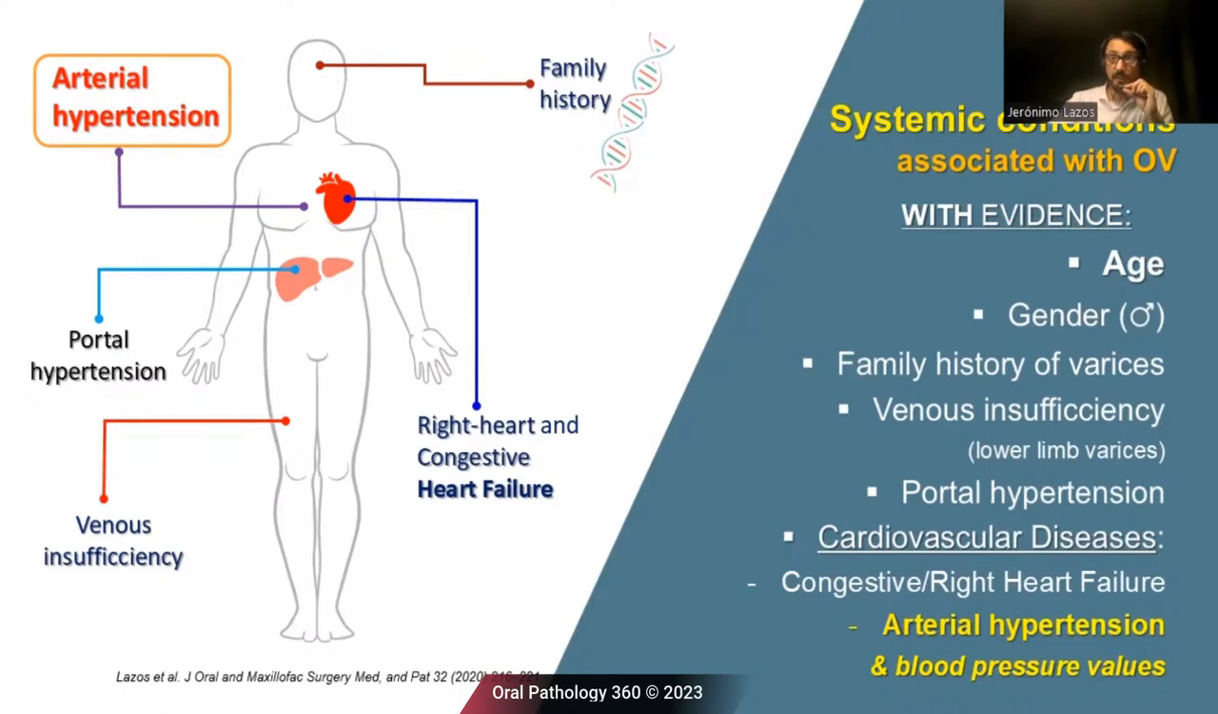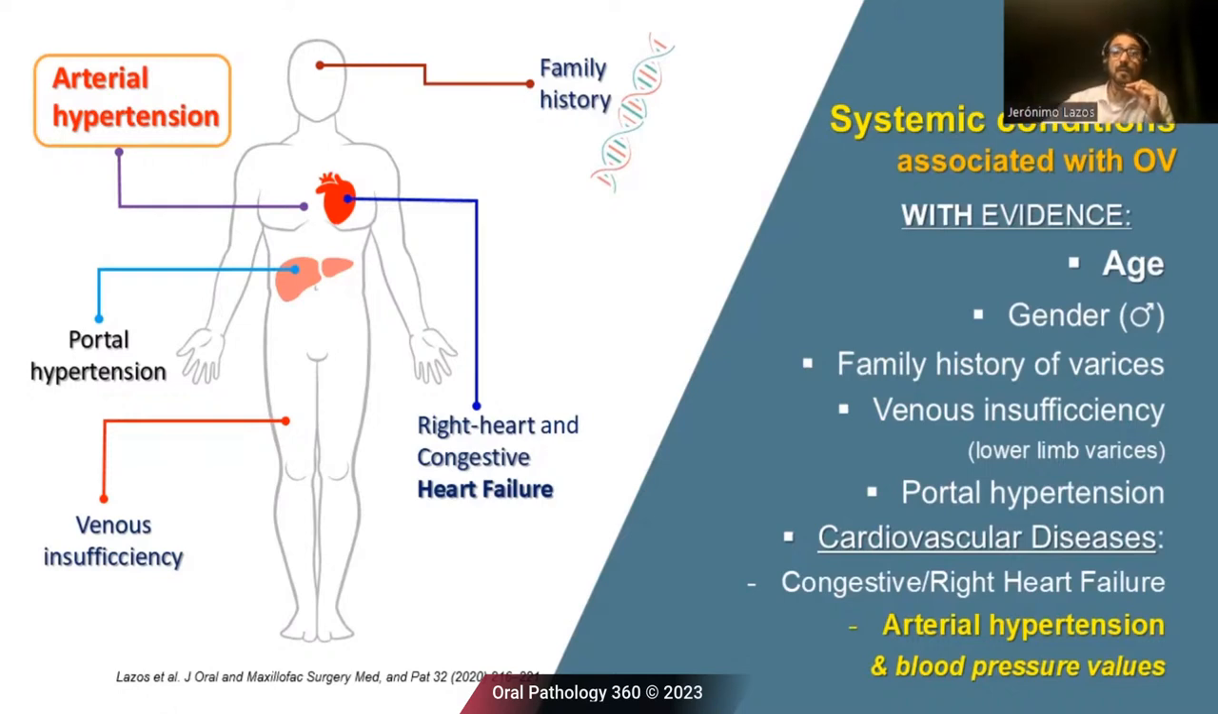Another systemic condition that is mentioned in association with oral varicosities is what we call venous insufficiency. That is, a patient who has varices in other places of the body. The more common place is lower limb varices, varices on the leg. So the early studies that I showed you by Ettingen and Madison, with the largest sample of oral varices throughout the literature as of today, 2023, show consistently that a person with lower limb varices could have varices on the oral cavity.